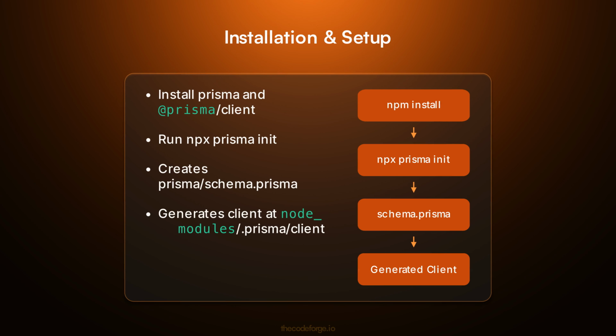The Prisma schema is the heart of your database configuration. Each model becomes a table, and fields become columns. Relations are defined with annotations. Here's a typical schema with user and post models. Note the use of UUIDs and the relation between them.